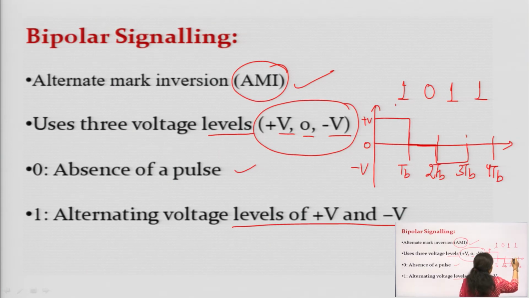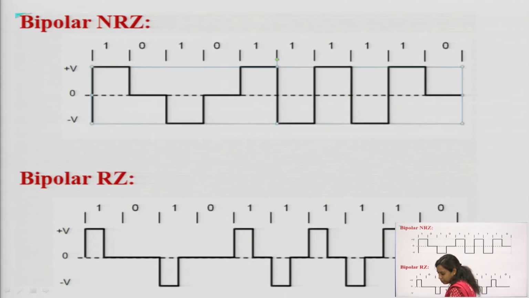So, this will be minus V, again this will be plus V. So, this is how you have to draw the bipolar signaling. Bipolar signaling means you are considering 3 voltages, plus V, minus V and 0, and alternate mark inversion means you are alternatively changing the amplitude of the one, plus V to minus V. So, this is how you have to draw the bipolar signaling.